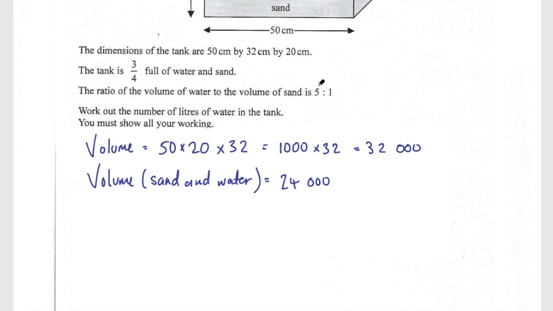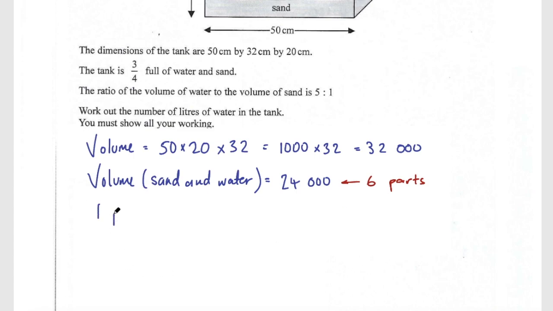And we also know the ratio of sand to water is 5:1. So in total there, we have 6 parts. So you can think of this as 6 parts of the ratio. And so therefore, 1 part will equal 24,000 divided by 6. 24 divided by 6, that's 4. So 1 part will be 4,000 centimeters cubed.